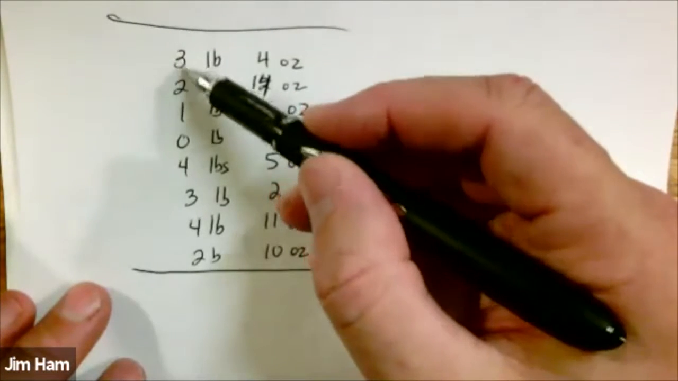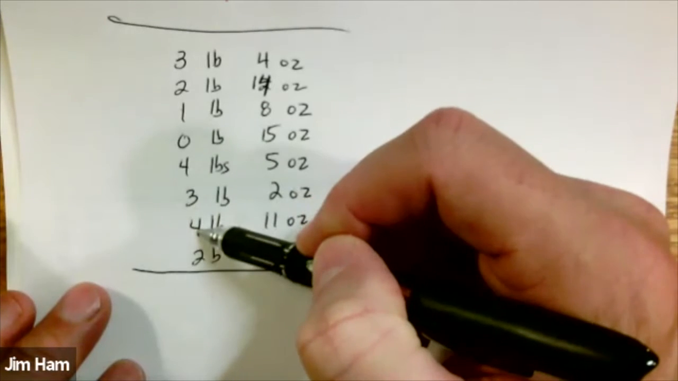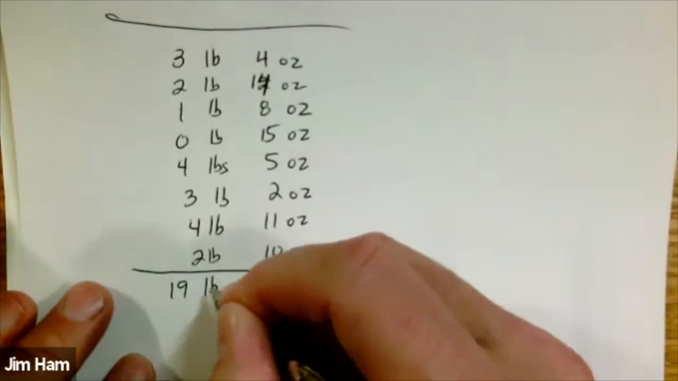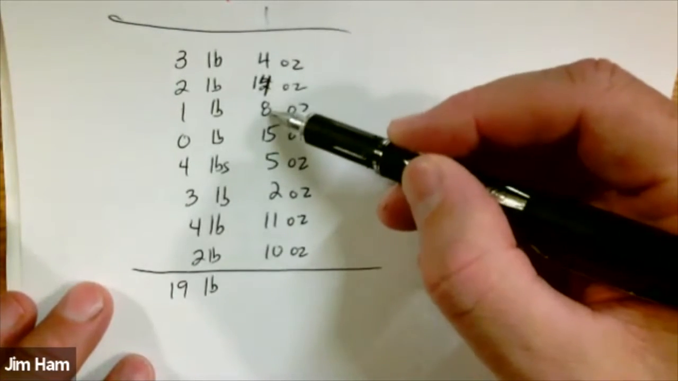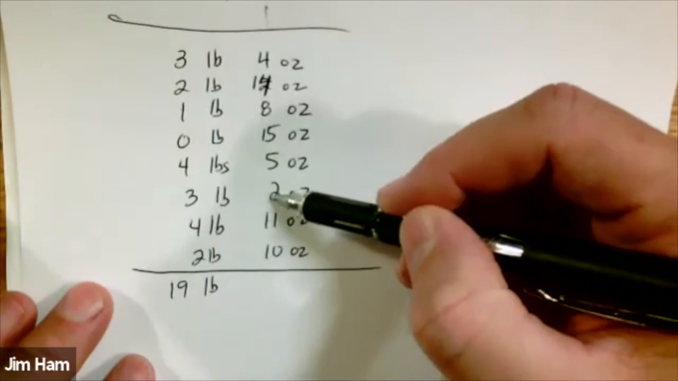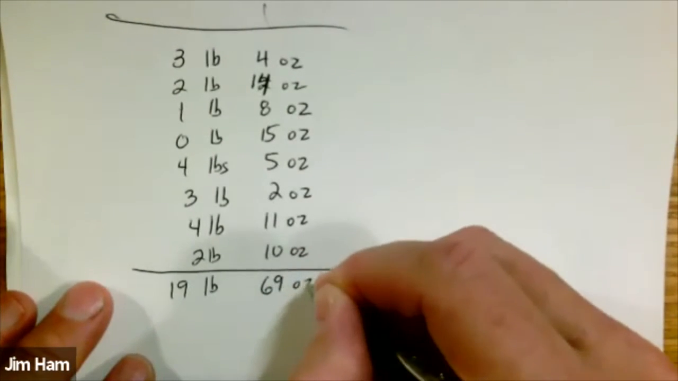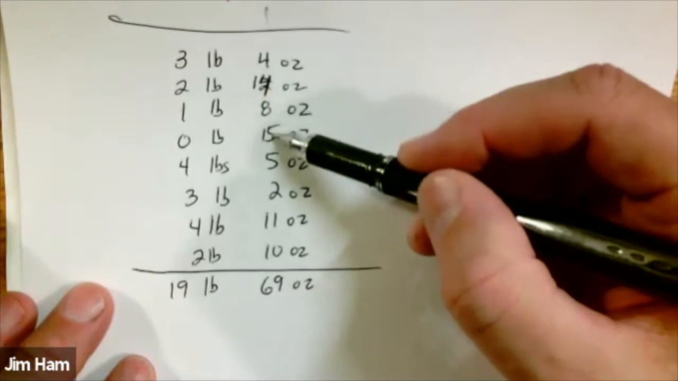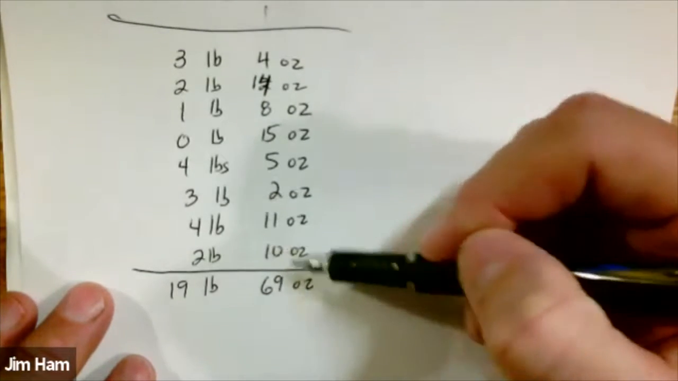When you add up all these pounds, 3 plus 2 plus 1, 6 plus 4 is 10 plus 3 is 13 plus 4 is 17 plus 2 is 19. You got 19 pounds total, but then you've got all these ounces. 4 and 14, 18. Plus 8, 26. Plus 15, 41. Plus 5 is 46. 47, 48. 58, 68. Did I do that right? I counted 59 before, so maybe a calculator would be good here. 26, 41, 46, 47, 48, 58, 68, 69.